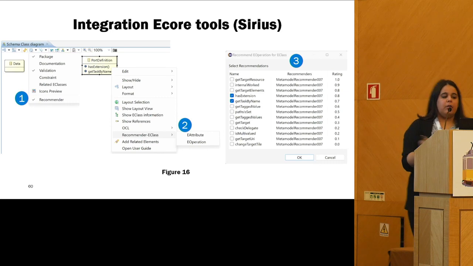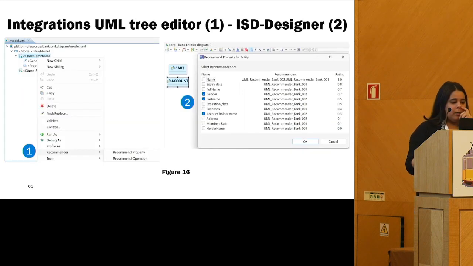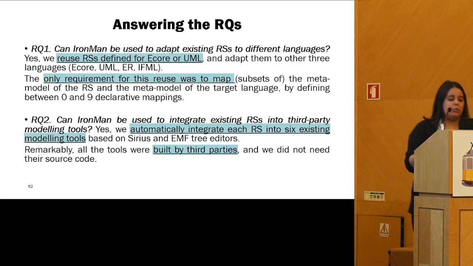So these are images from this evaluation integration. You can see here, this is an Ecore tool. As I mentioned before, it automatically creates this menu called recommender, and then you select which type of recommendation you want, and then you can see this information here of all the recommendation items. And this is another example for UML editors, basically the same. You have somewhere in the menu a recommender with the options that you can automatically use in your modeling tool.